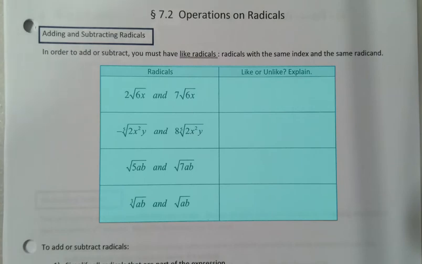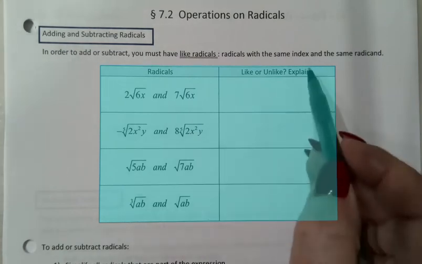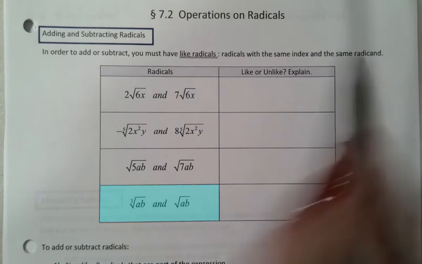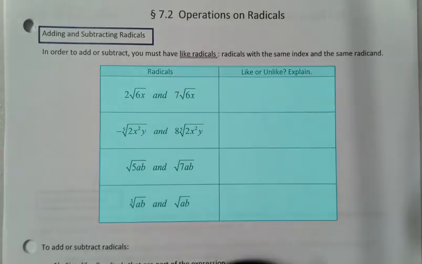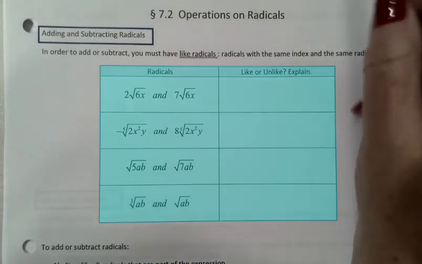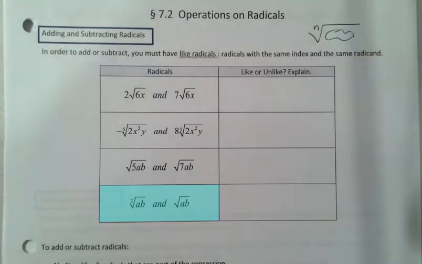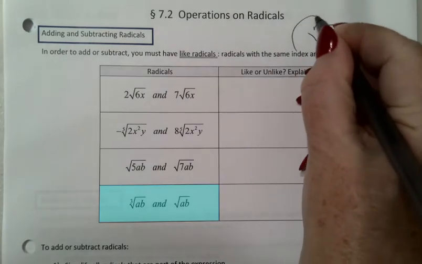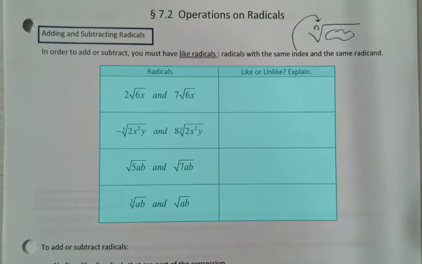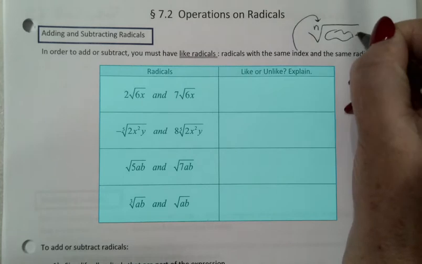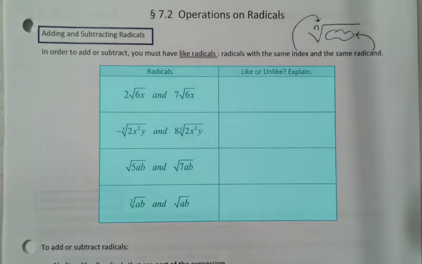What do we mean by like radicals? Well, like radicals have the same index and the same radicand. There's a little vocabulary in there, so let's talk about that. If I have the nth root of something in here, the index refers to that little number there, the root that I'm taking, the third root, the fifth root, whatever. And the radicand refers to whatever is underneath my radical sign. Those all have to be the same if we're going to have like radicals.